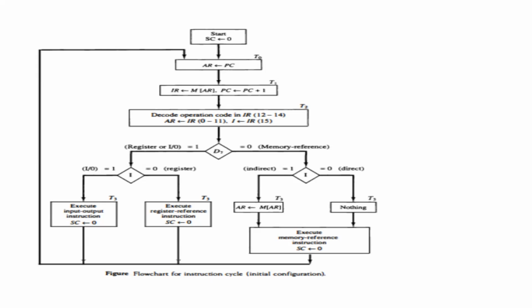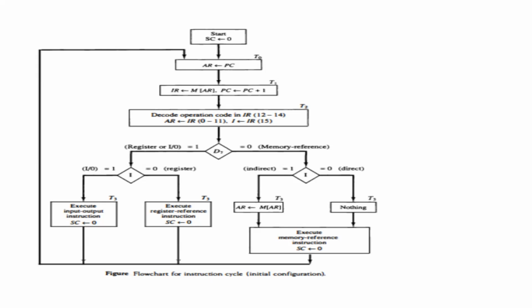Okay, let us discuss memory reference. It means the opcode will be 0 to 6 itself, and it does not include 7. If the opcode is 0 to 6, then it is known as memory reference. Again, based on the mode, it will be divided into two components. Direct means the mode bit is 0, and if the mode bit is 1, it means indirect. If the address is direct, then it directly executes the memory reference instruction, and the sequential counter will become 0. It is stored in AR.